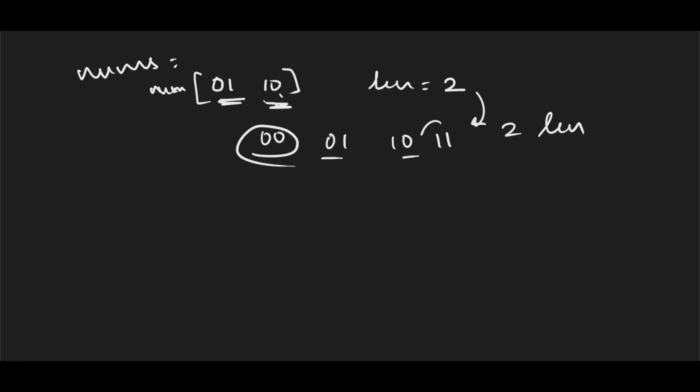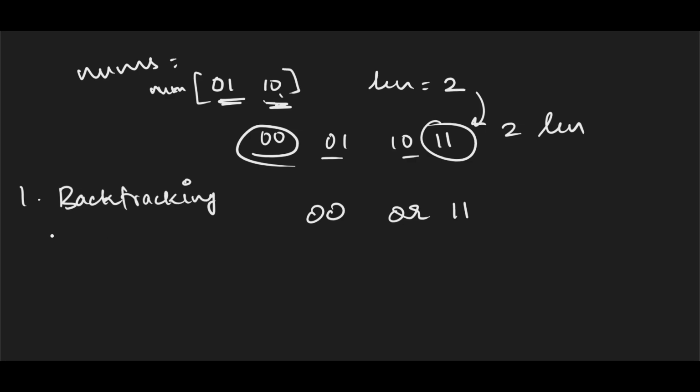So this question can be solved in two approaches. One is backtracking and the other is diagonal check. In backtracking, we generate all possible binary strings of length n and return the first one not present in the array. So we store all given strings in a set for fast lookup and then generate binary strings using backtracking. If a generated string is not in the set, we return it.